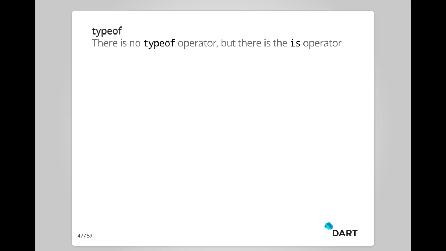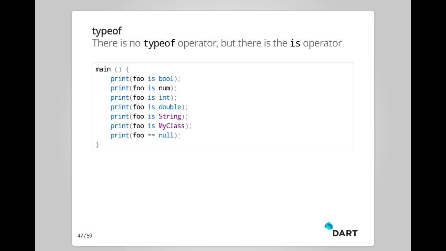What about typeof? There's no typeof operator, but we have the is operator, which I personally find better than the one in JavaScript. So we can check if a variable is bool, is double, is String, or is any of our custom classes.